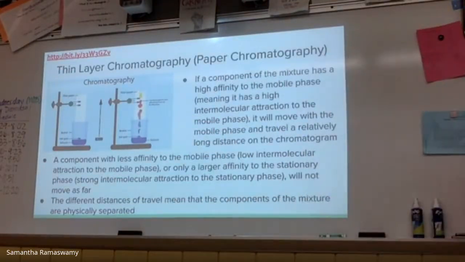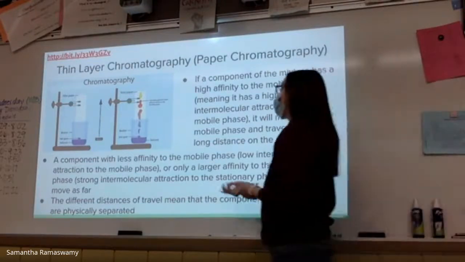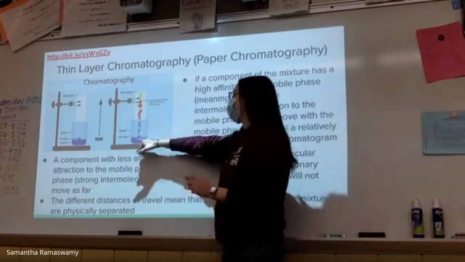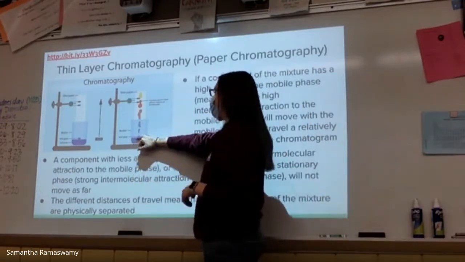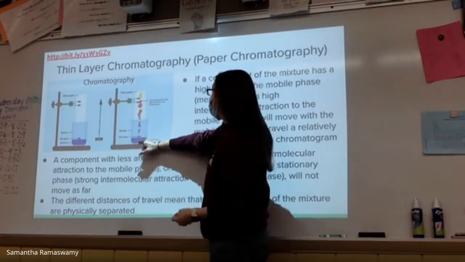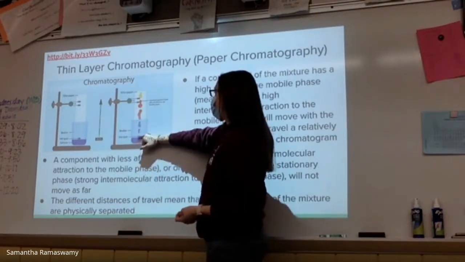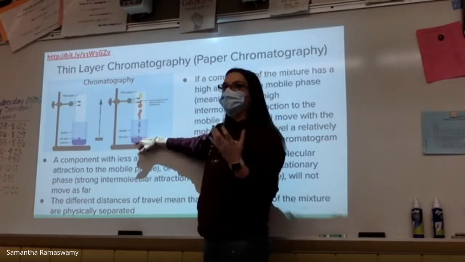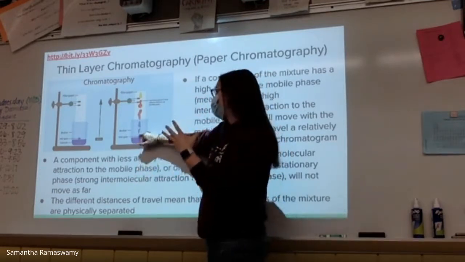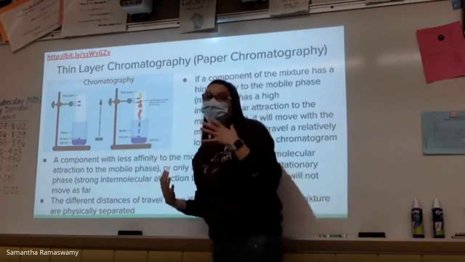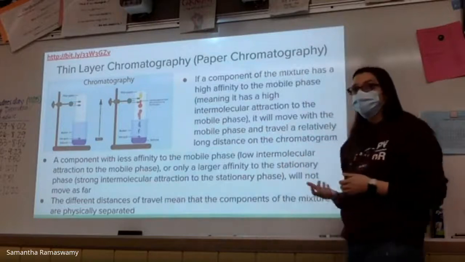If the component is more attracted to the paper, so it's less attracted to the solvent, more attracted to the paper, then as the solvent moves up, and let's focus on this first spot, the solvent's moving up, it's moving up. Well, the dye is actually more attracted to the paper, so it's going to stick to the paper. So even though the solvent's moving up and up and up, if the dye is more attracted to the paper, it's not going to move as far.